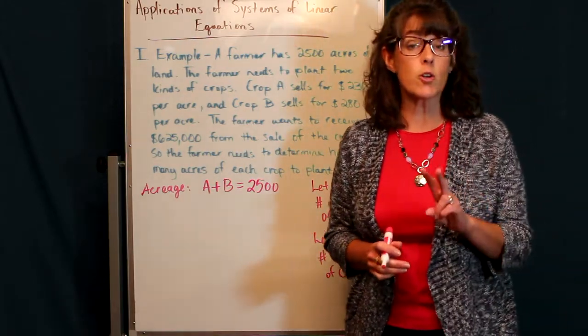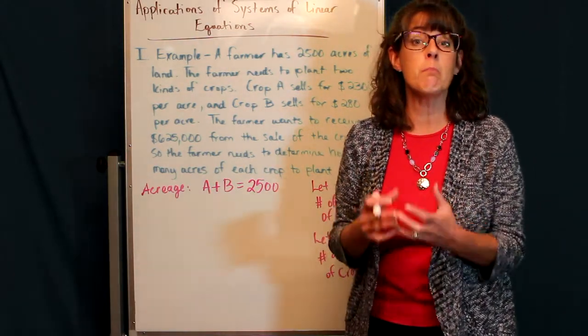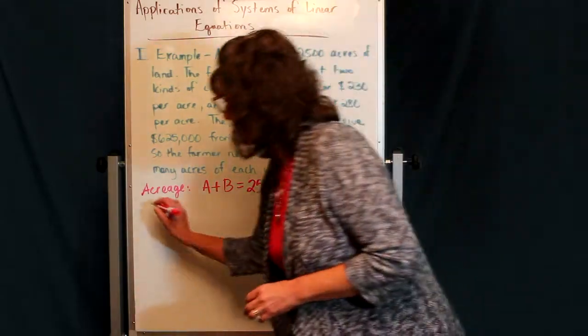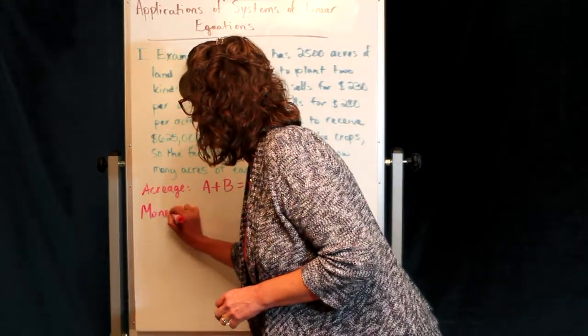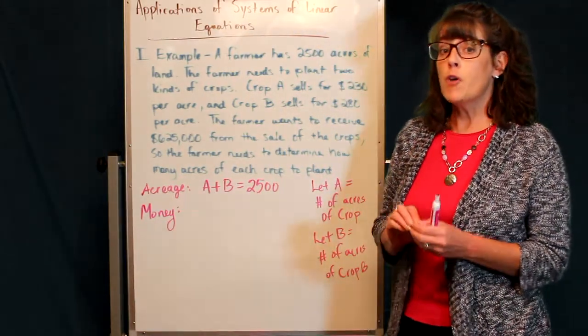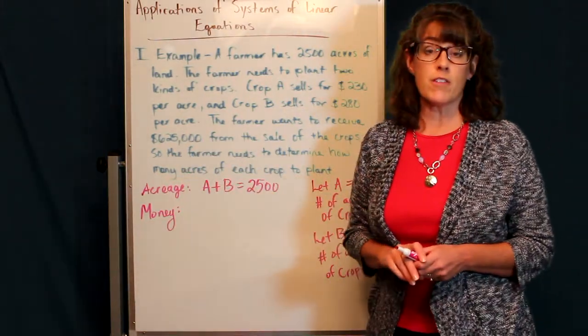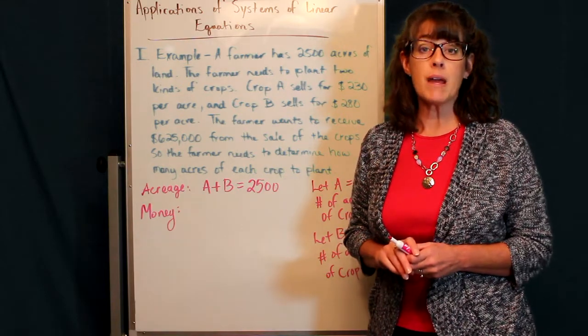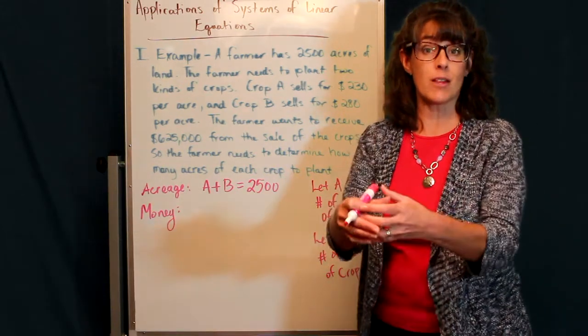Now remember, there was a second criteria in there. That second criteria was the money, because it's all about the money. I mean, hey, that's why we're in business, is to make money. Now, the money concept here, remember, the farmer wants to make $625,000. How is the farmer going to make that? By selling crop A and selling crop B.